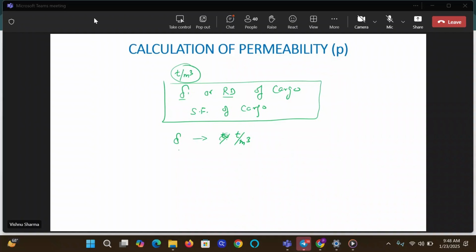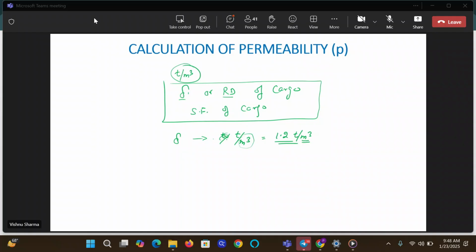Guys, so what does it say? It is basically trying to say how many tons 1 cubic meter of the cargo will actually weigh. Am I correct, beta? If you say the density of a cargo is, let us say, 1.2 tons per cubic meter, what does it mean? That if you take 1 cubic meter of the cargo, its weight will be 1.2 tons. Am I right, class? Yes or no? Yes, sir. Correct? Okay.